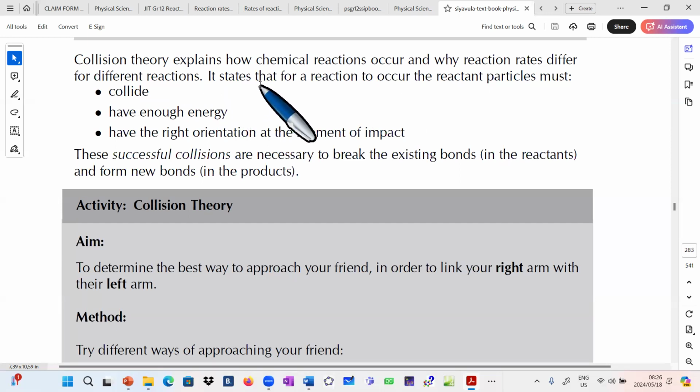It states that for a reaction to occur, the reactant particles must collide, have enough energy, and have the right orientation at the moment of impact. So there are three things that collision theory embodies. These successful collisions, or effective collisions, are necessary to break the existing bonds in the reactants and form new bonds in the products.